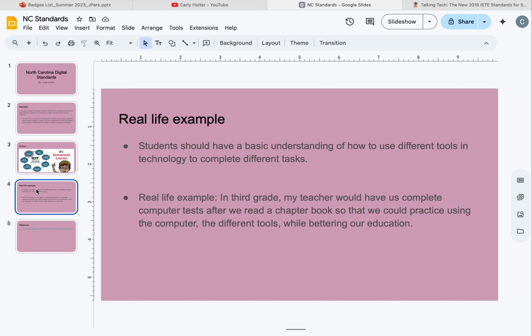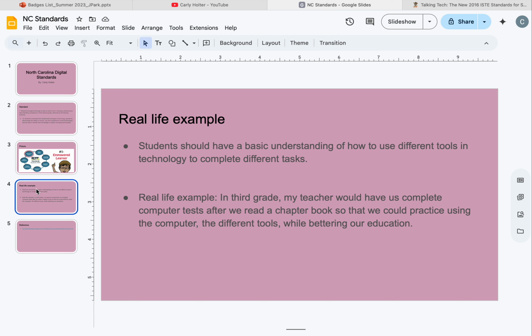And it was this whole process of logging into the computer, getting to the website, logging into the website, taking your test, learning how to use different websites, but also bettering our education because we are taking tests based on the chapter book we read. And if you got like 90% to 100%, you earned a charm. And I thought that was a really good example.